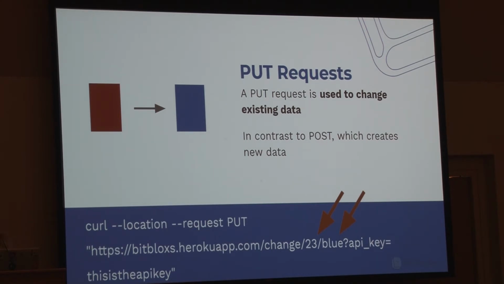And if you want to test out the put request, you can do that by changing the keyword from post to put. But then you can keep the box ID and the color because you're changing the color. So you want the box ID that you want to change and the color that you want to change to.